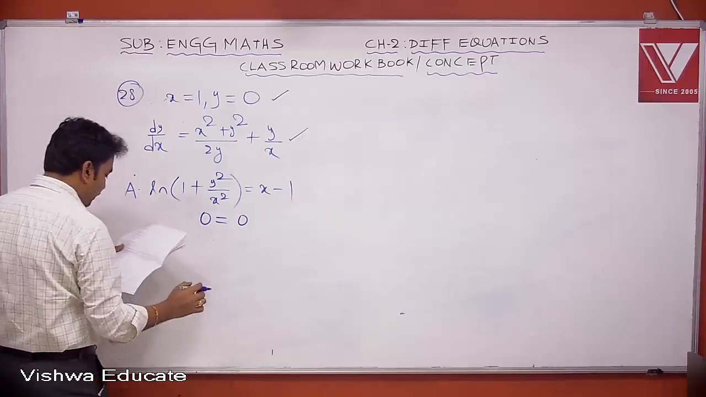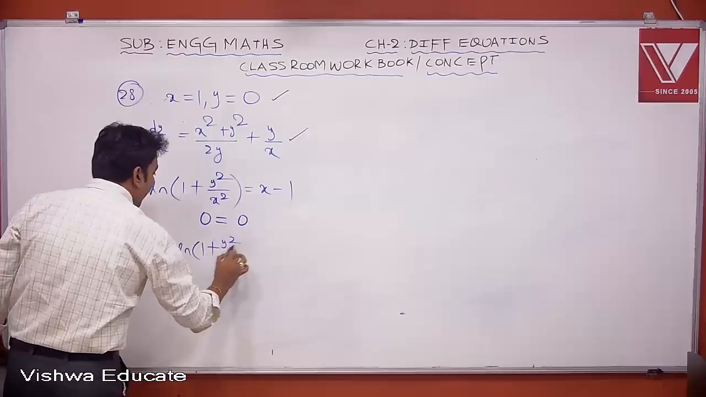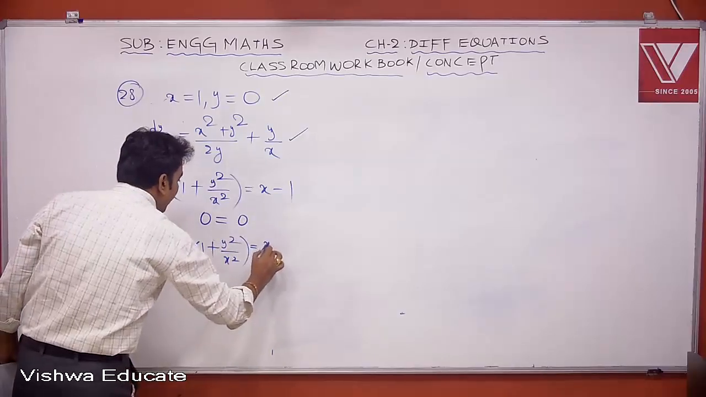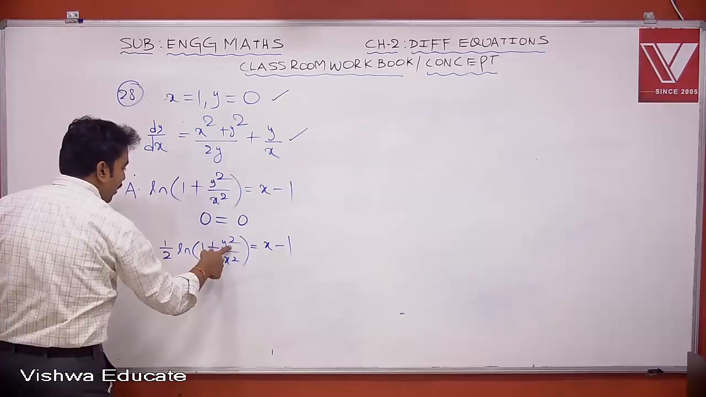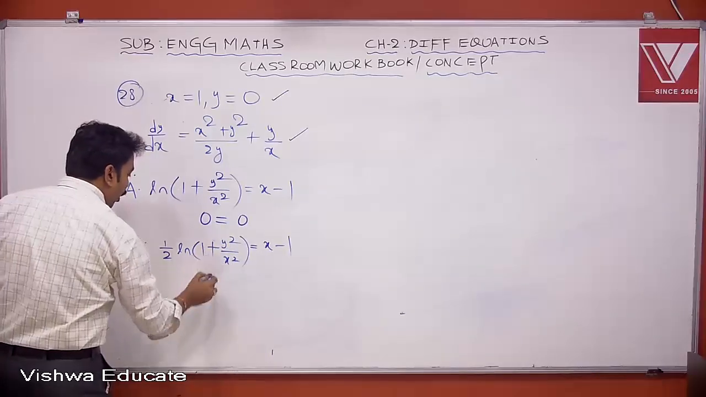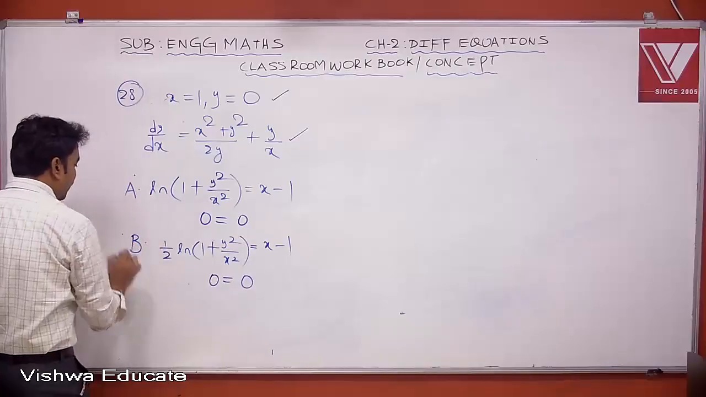Next, option B. It is half into ln of 1 plus y square by x square equal to x minus 1. The same case, when you replace y value 0, x value 1, so half into log 1. Log 1 is 0, 0 equal to 0. It satisfies. Don't confirm, don't eliminate.